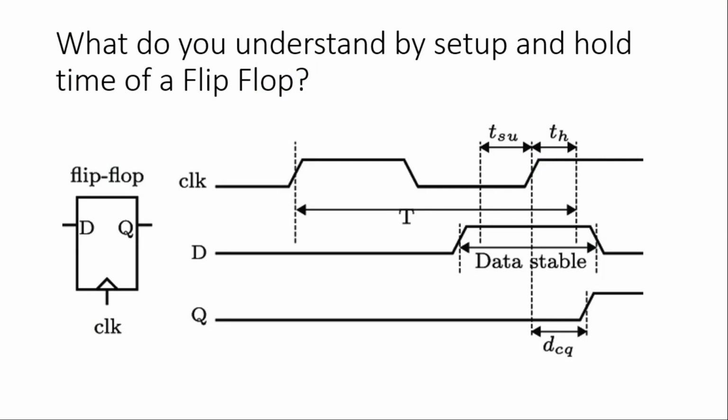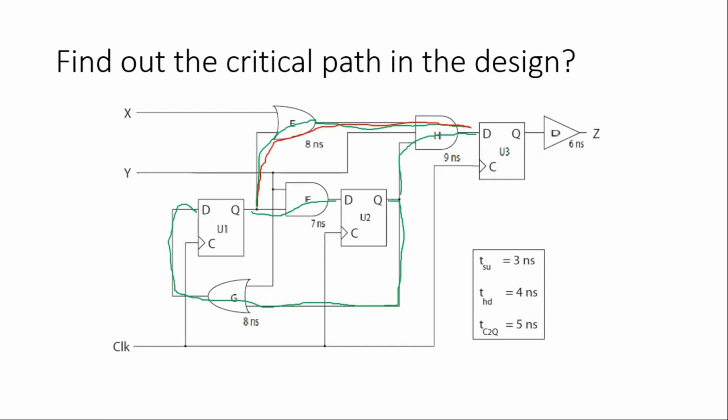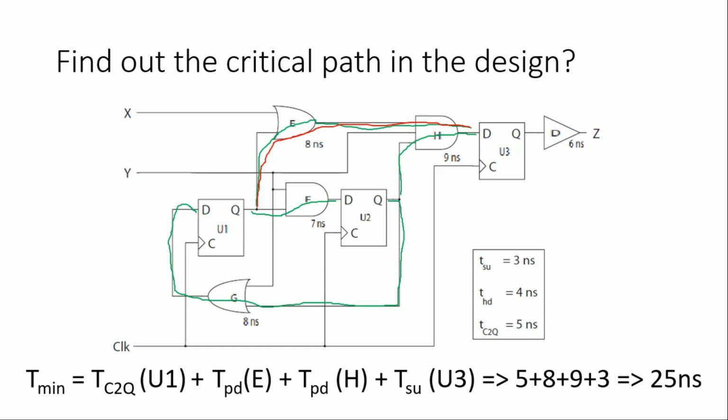Friends, let us have a very quick view on part 1. In part 1, we discussed what is setup and hold time of a flip-flop. Then I asked you this question where you had to find the critical path in this design. And after finding the critical path, the next question was to find the minimum time period where the circuit can operate. And it came out to be 25 nanosecond.